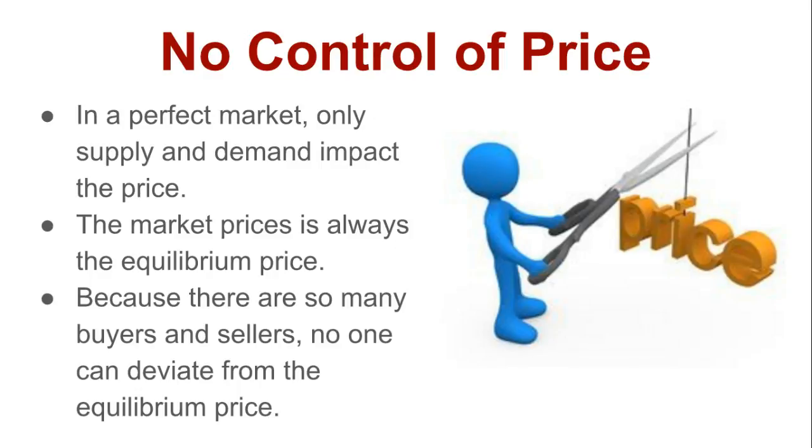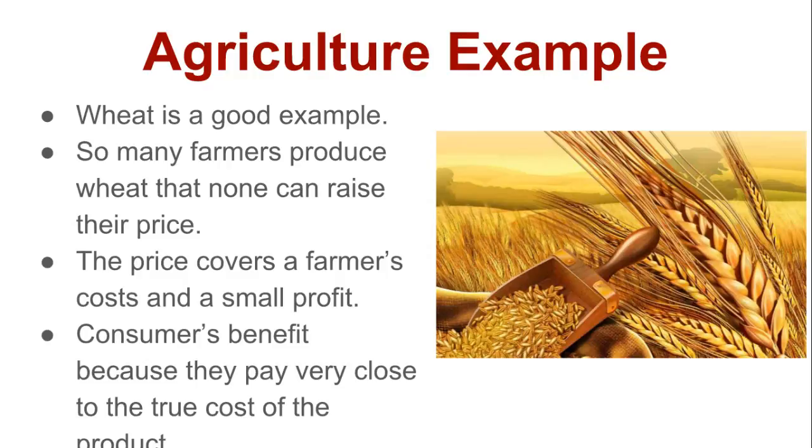Now, because there are so many buyers and so many sellers, nobody can deviate from this price. If you go just a little bit above it, nobody's going to buy your product. And if you go just a little bit below it, you're not profiting and you're going to go out of business. Within this perfect market, you have to be at equilibrium.